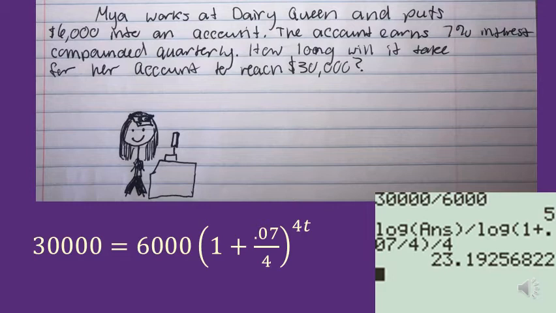Now here we would get an answer of about 23.2 years. So it's going to be a while before she has 30,000. But on the other hand, if I could quintuple my money in 23 years, that's not doing too badly.